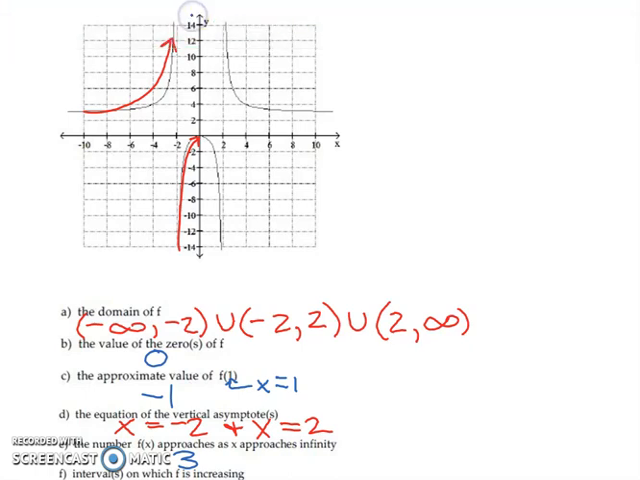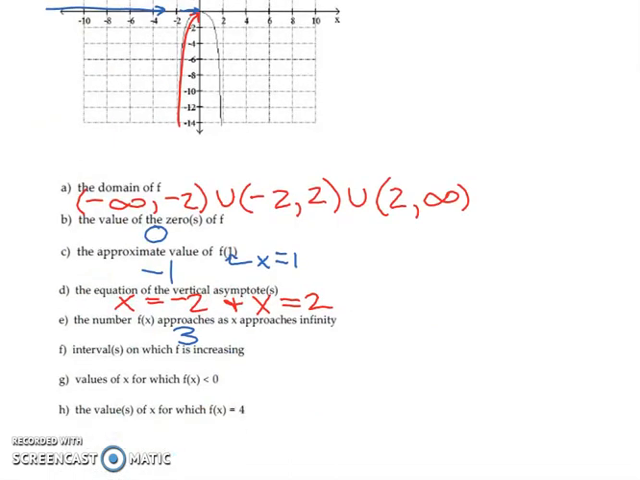I could say that from negative infinity all the way up to negative 2, it's increasing. I can also say that from negative 2 to 0, it is increasing. So I'm going to say it just like that in my interval notation. From negative infinity to negative 2, it's increasing, then I'm going to put in union with from negative 2 to 0, it is increasing.